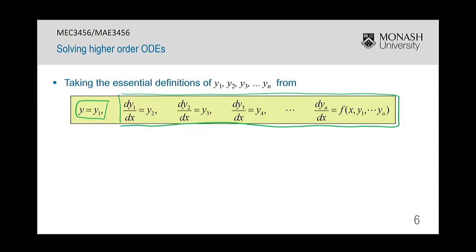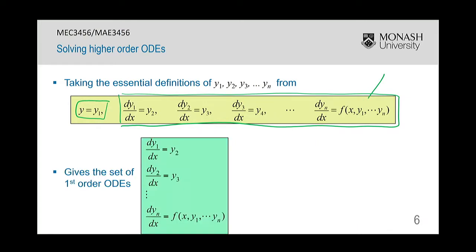dy1/dx is y2, dy2/dx is y3, dy3/dx is y4, etc., up to dyn/dx, which is equal to a function of all of the other variables that we've introduced. And that depends on what was on the original right-hand side of our ODE. So that gives that first order set of ODEs there.